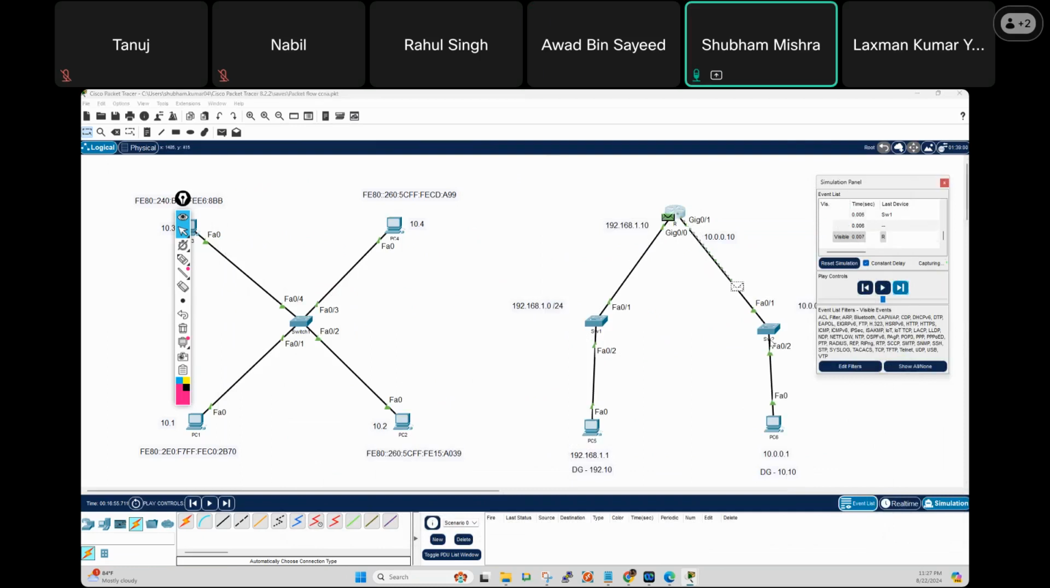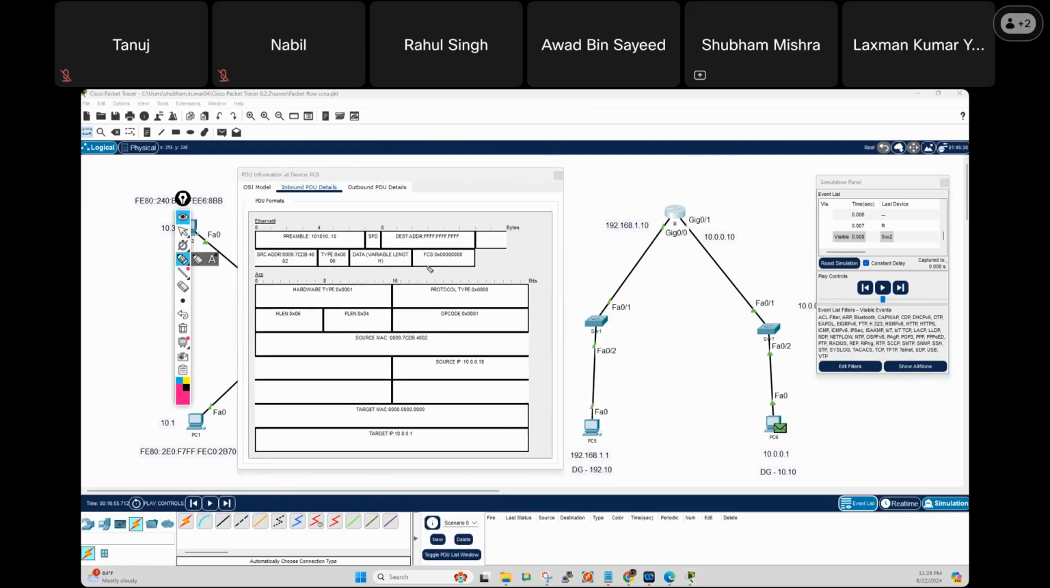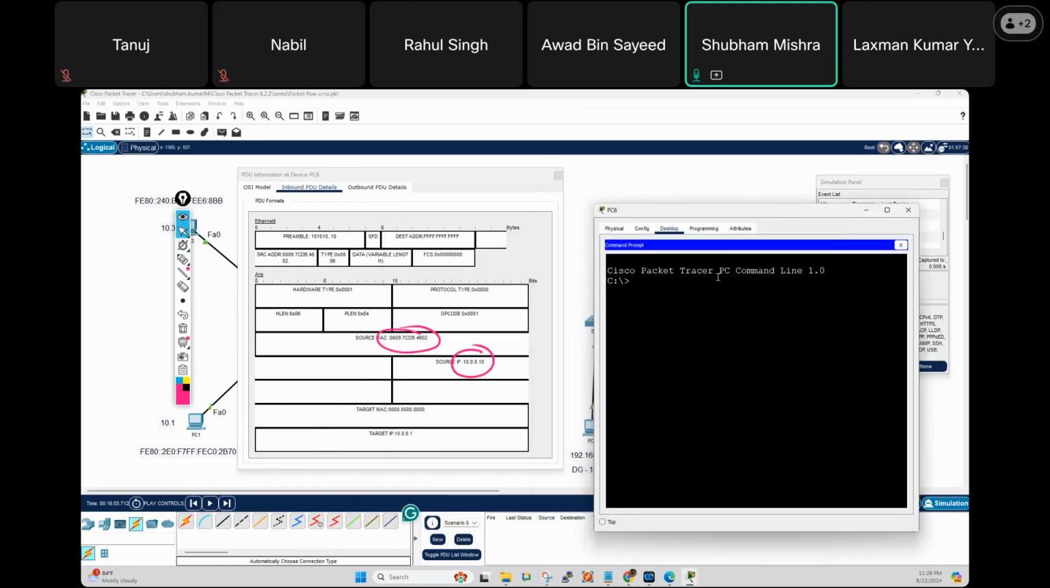This packet will reach the switch. What will the switch do? Forward this to the PC. This is the inbound packet. This PC receives it. So in this packet, what is the source IP address? 10.10. What is the source MAC address? 4602. What will the PC do? The PC first of all performs the learning task. In the learning task, what will the PC do? The PC learns the source IP address and source MAC address and makes an entry in which table? ARP table. Yes or no? What is the command?